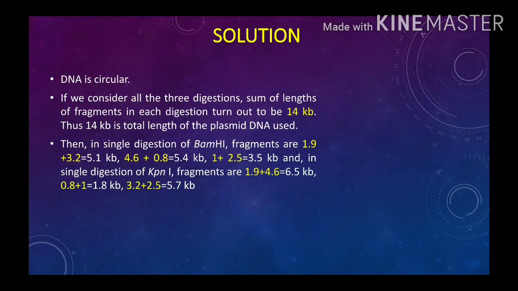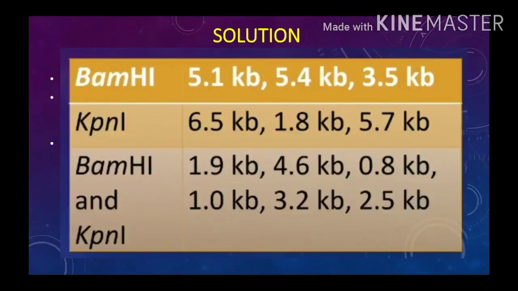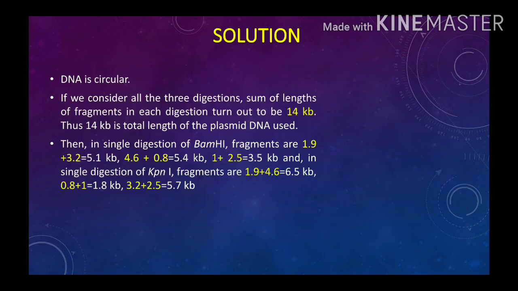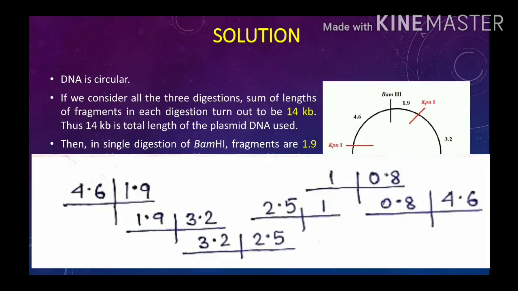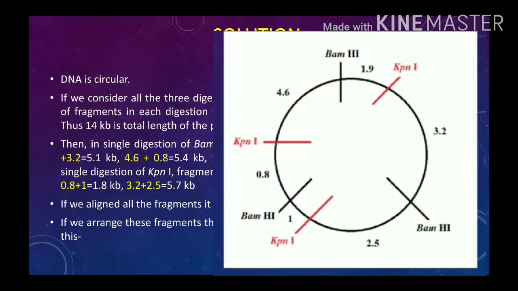And in KpnI, three fragments are produced. They are 6.5, 1.8 and 5.7 kb. The 6.5 kb fragment is further digested by BamHI into 1.9 and 4.6 kb. And the 1.8 kb fragment is further digested by BamHI into 0.8 and 1. And the 5.7 kb fragment is digested into 3.2 and 2.5. And when I have aligned all 6 fragments side by side according to partial similarity, the map looks like this. And from the alignment, I have constructed the map, and the map looks like this.